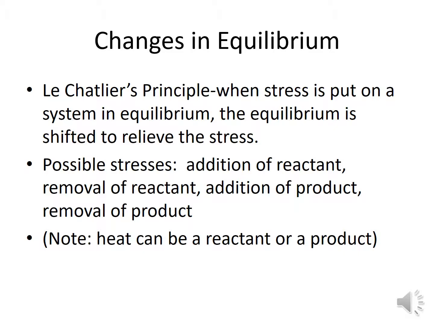You can also think of heat as a reactant or product. In an endothermic reaction, heat is a reactant. In an exothermic reaction, heat is a product. So putting in heat can shift an equilibrium to the left or to the right. Also, removing heat by cooling a chemical change can also result in a shift.